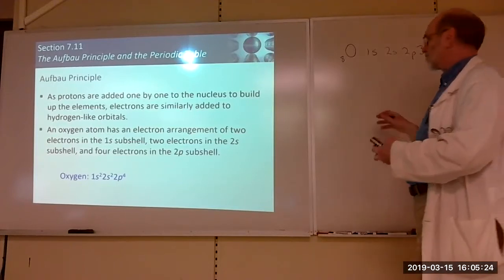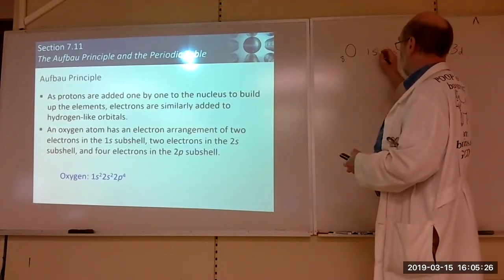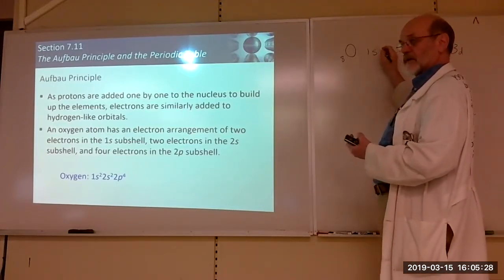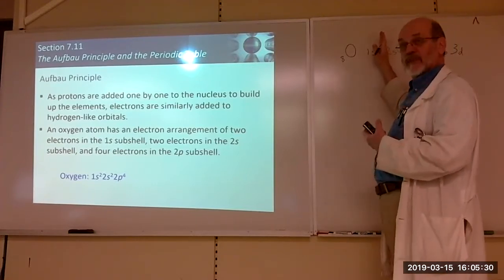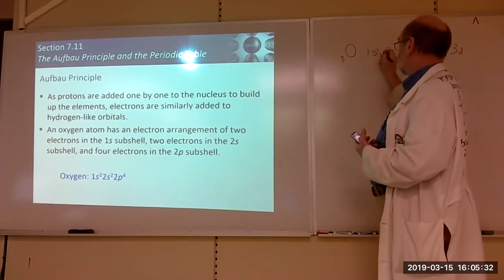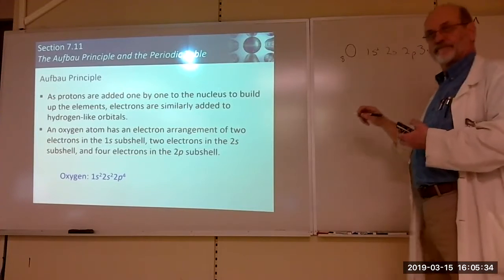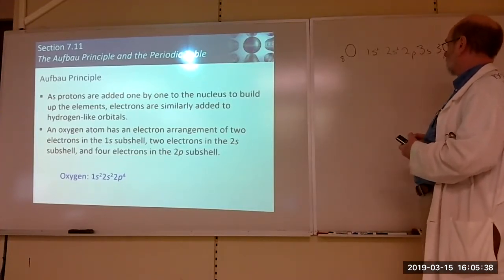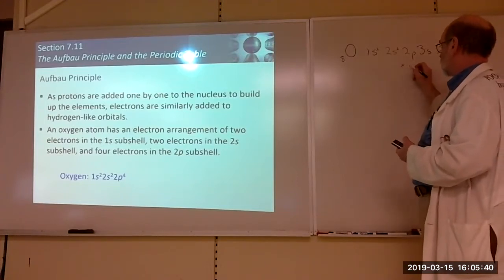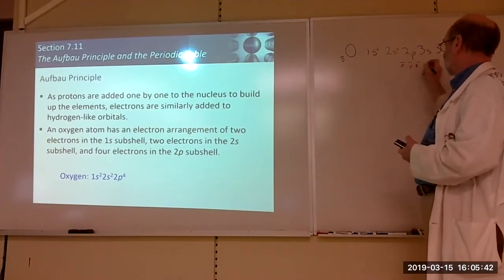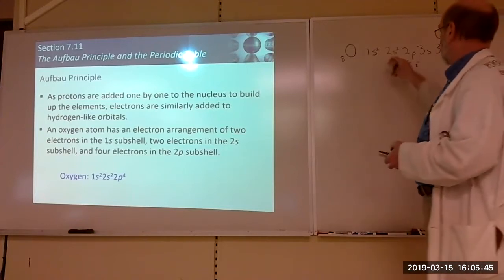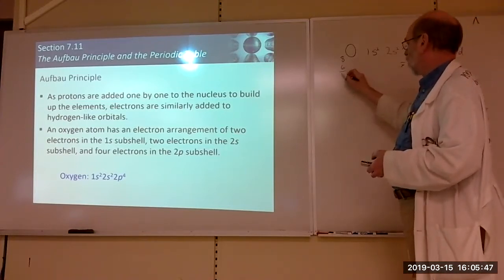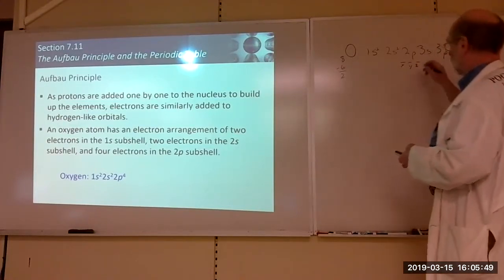So how do you fill it? Well, the first one's going to have 2 electrons. And you fill up one energy level before you move to the next one. So it's 2 maximum for s. So we have 2 more here. But p can have x, y, and z. So that's 6 electrons. We have 2 more. So where do they go?